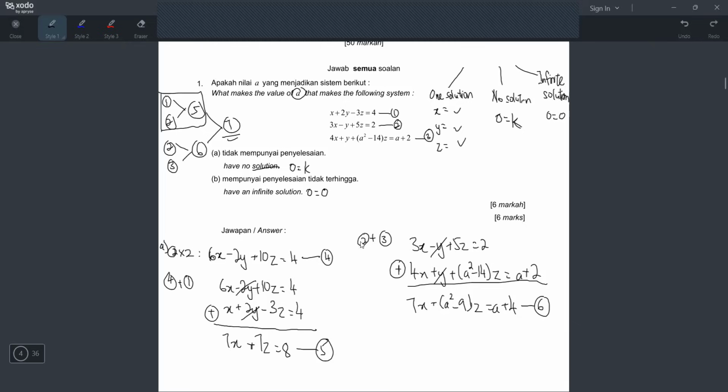For those who are wondering what I'm doing here, I'm doing this step, right? So now the ultimate part is taking equation 5 and equation 6. We do elimination one more time.